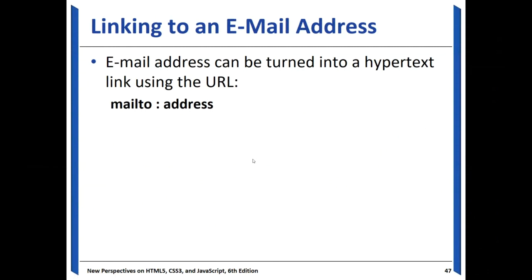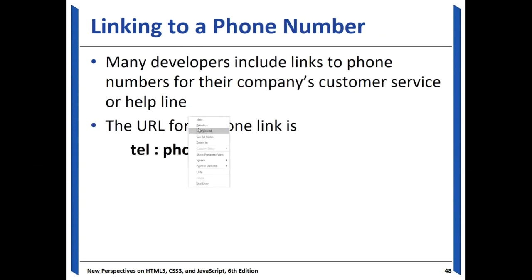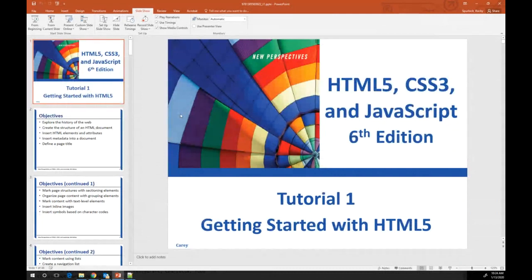All right, so you can turn your email address into a hypertext link by using the URL. So mailto: and then the address. Same for the phone number. That allows the users to just click on those.